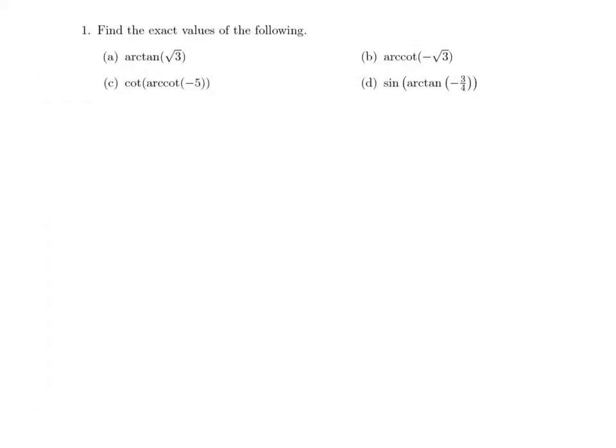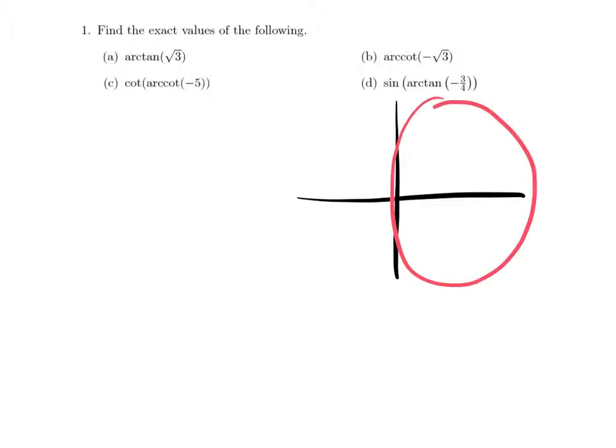Let's take a look at one of the harder ones. So let's do D. Sine of arctangent of negative 3/4. So arctangent lives here. And it's negative in the right down here. So I'm going to draw a triangle. Tangent is negative 3/4. And 3, 4, 5 triangle.